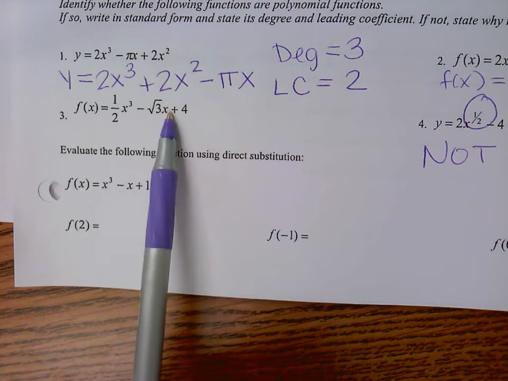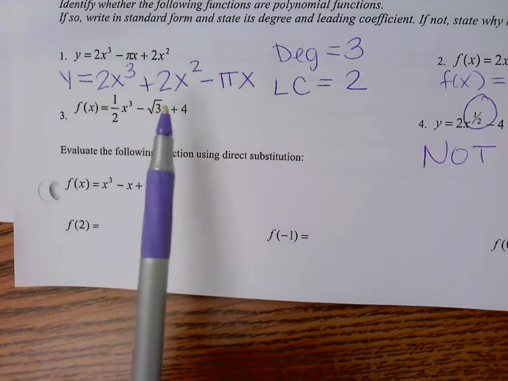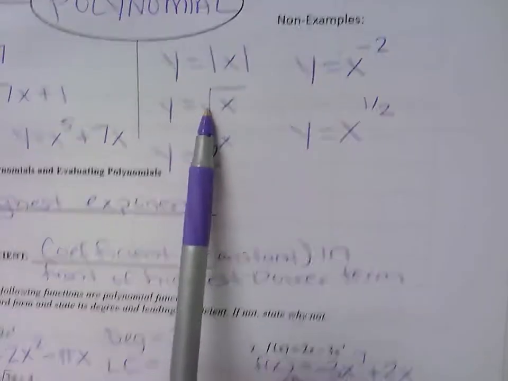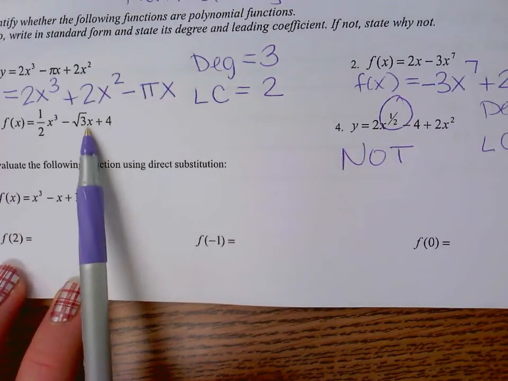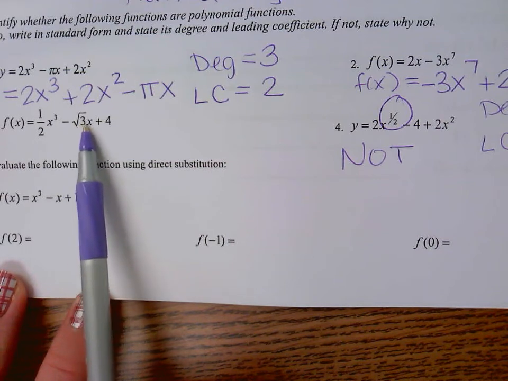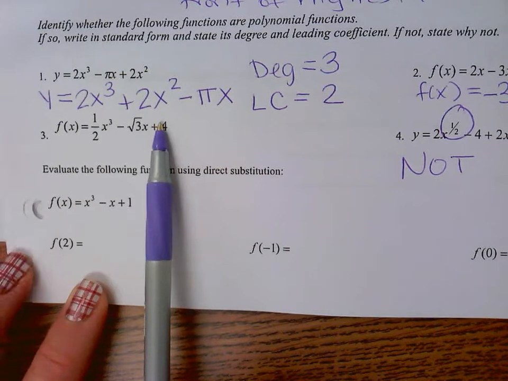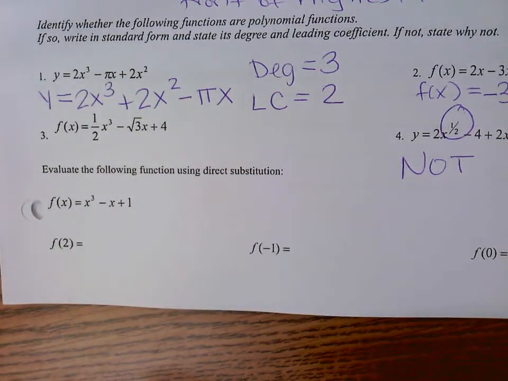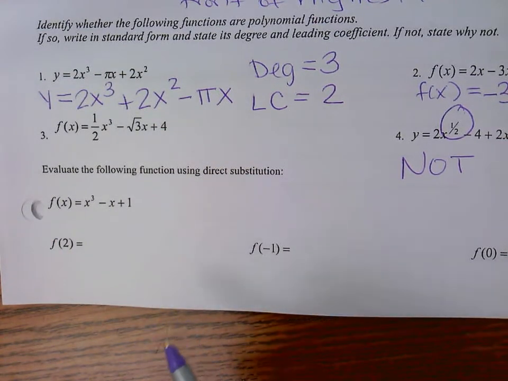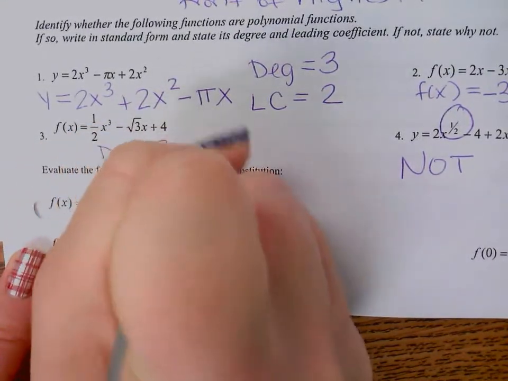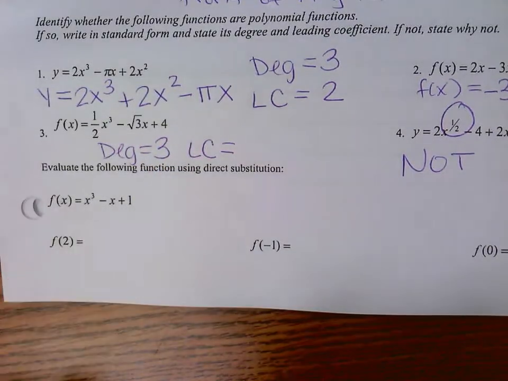Do you see how the x is outside of the square root? If the square root had gone all the way over the x, then it would not have been allowed. But that x is on the outside. So this is the square root of 3 times x. So this is allowed. It's just kind of a tricky one. So you really have to know the definition: whole exponents and real numbers as your coefficient. So your degree is 3, and your leading coefficient would be what for this problem? 1/2.